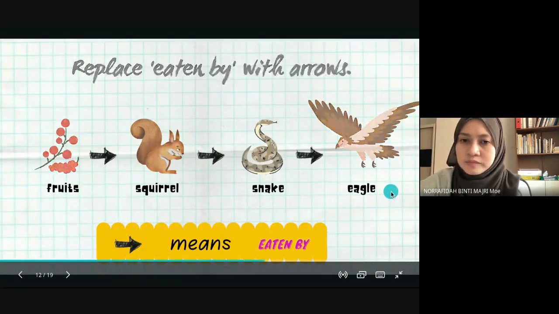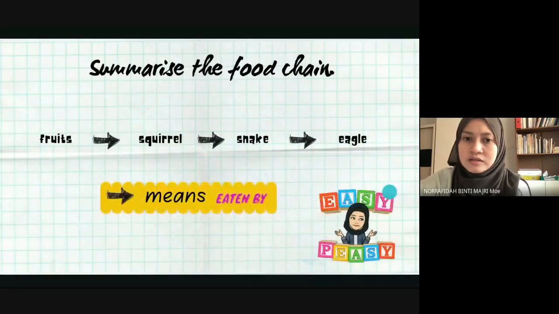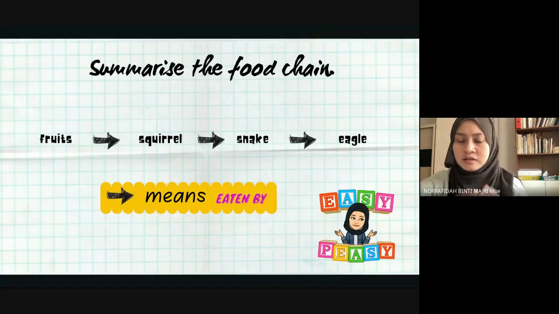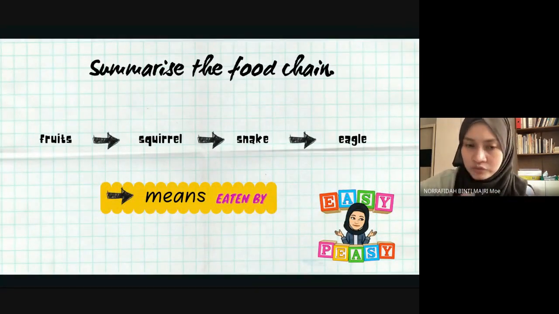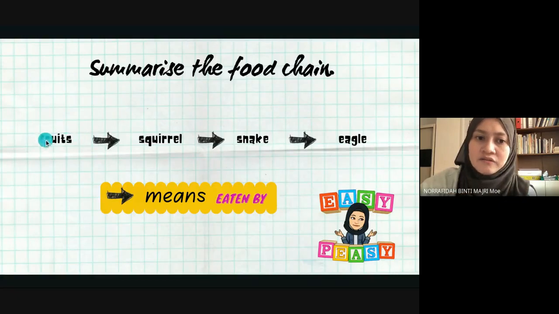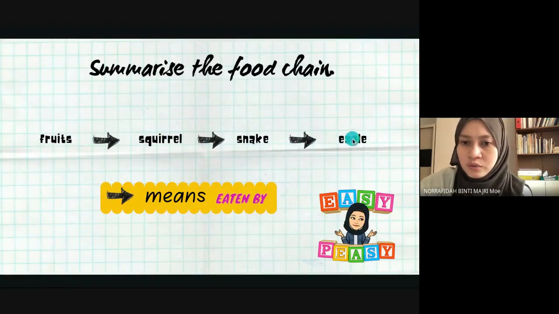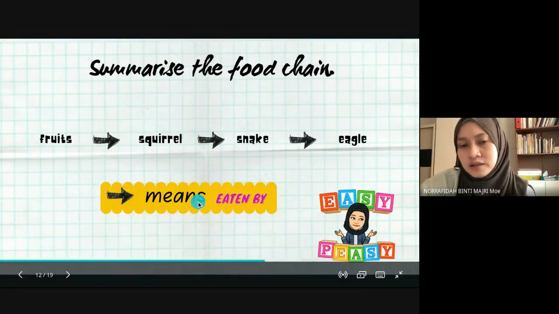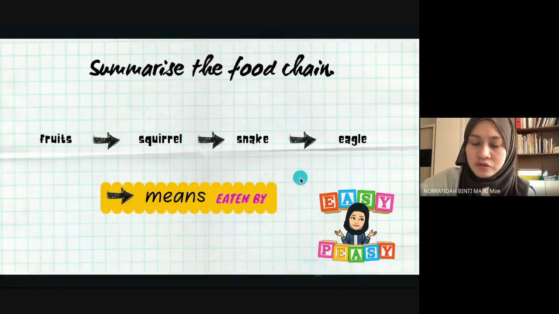And then you want to summarize the food chain. No need to draw or put any picture. You just write down the name of animals or plant like this: fruits, arrow, squirrel, arrow, snake, arrow, eagle. So this arrow means eaten by. So it's very easy for you to create or build a food chain in a habitat.